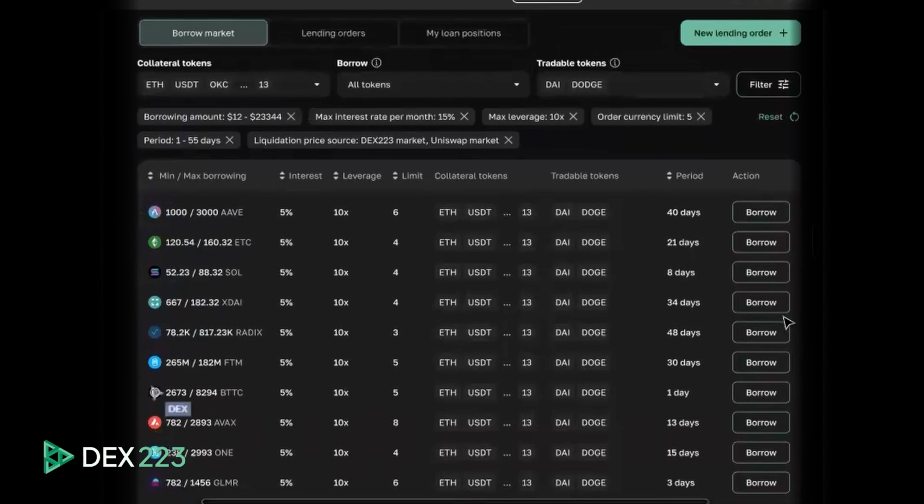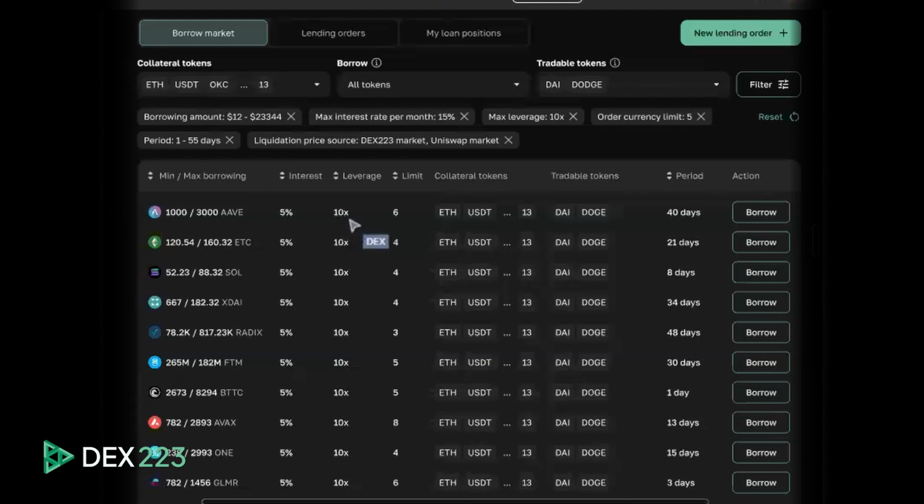Here you can see all the active orders. In the left column, there is the amount which is currently held in the order and its total balance. So in case of this first order, there were 3,000 of Aave and 2,000 were actually borrowed, and 1,000 is left, you can still borrow. Here is the interest rate, the leverage.